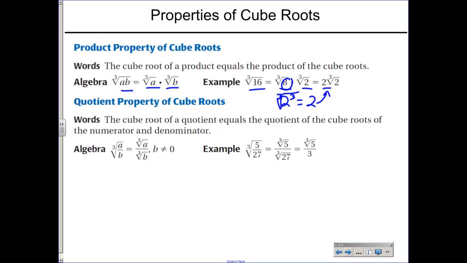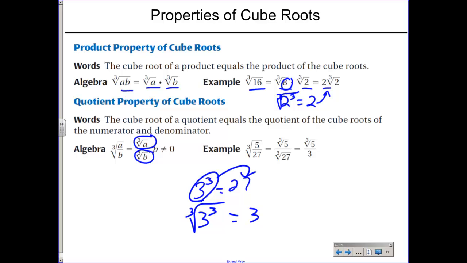The same thing with division. The cube root of a over b can be rewritten as the cube root of a over the cube root of b, as long as b doesn't equal 0. Remember, we can't have a 0 in the denominator. So we've got the cube root of 5 over the cube root of 27. Well, the cube root of 27 is 3 because 3 to the third power equals 27. Therefore, the cube root of 3 to the third power is 3. And since this equals 27, the cube root of 27 is the same thing as 3. And that's why we go from here to here as a 3. So we're looking for things multiplied by itself 3 times instead of 2 times. That's the difference between cubes and squares or square roots.